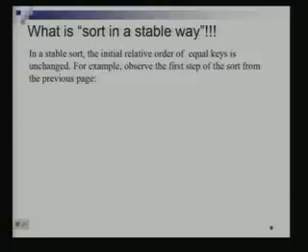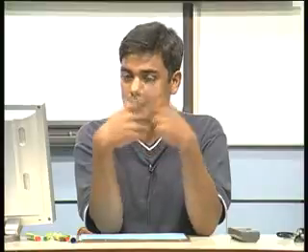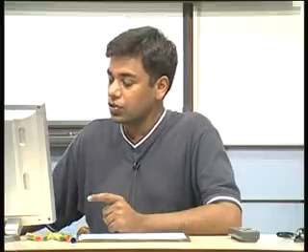Now, after sorting, of course, this array would become 1, 3, 3, 5, 11. But suppose with those two 3s, one was colored red and the other was colored blue. The first was colored red and the second was colored blue. Then after sorting, the red should appear before the blue. Although they are still 3s, they should appear in the same relative order as was the case before we did the sorting. So that's called a stable sort, and we'll see why it is relevant here and why it is important here. Okay. So let's look at this now.